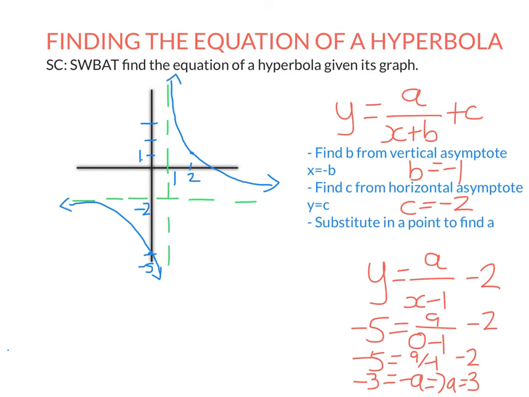Okay, so now we're done. We know the equation of this hyperbola is just y equals a over x plus b, minus c. That's the answer, and we're done.